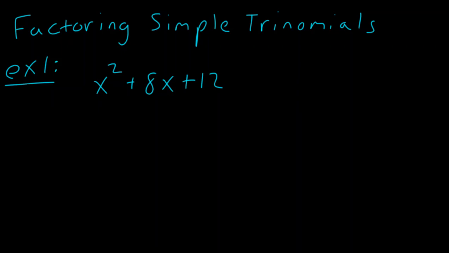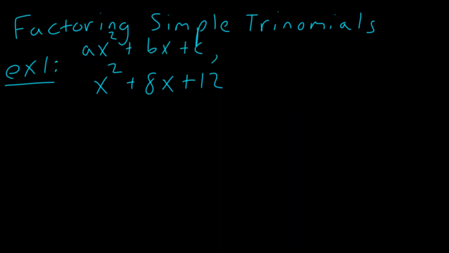Okay, and welcome to factoring simple trinomials. Now, in example 1, we have x squared plus 8x plus 12. And how in the world are we going to factor something like this? Well, the first thing I want you to note is that these things are always in the form of ax squared plus bx plus c.